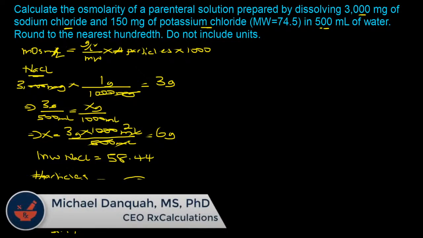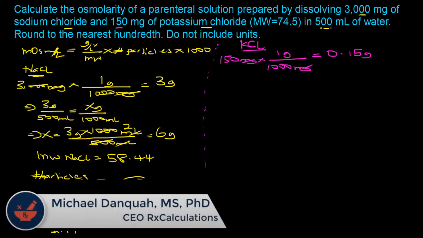So we need to do a similar thing for the potassium chloride. Okay, so we'll do that on this side. So for KCl, we are basically going to repeat the same process. So this time around you have 150 milligrams, but it's also in 500 milliliters. So we'll do a quick conversion. 150 milligrams, we want to convert this to grams. So 1,000 milligrams are present in 1 gram. The milligrams cancel out, and you have 0.15 grams.